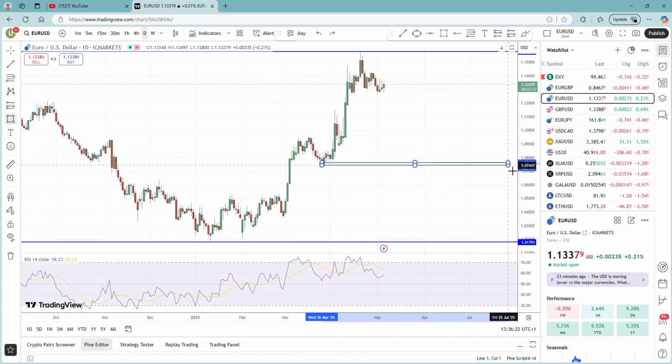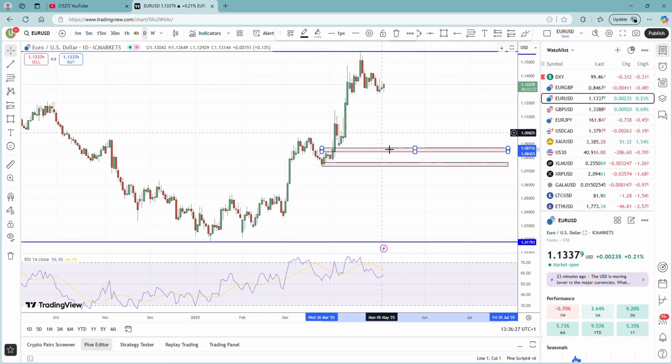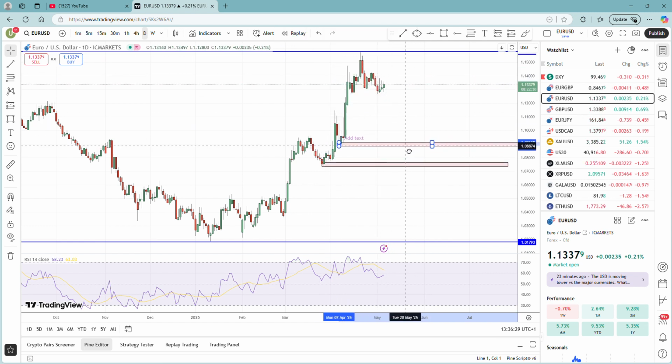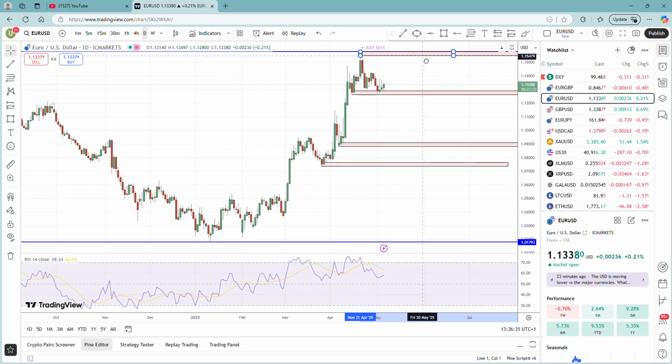Here. You got another high low here. You got another high low here. And then obviously you got your daily resistance. So as I said, price moves between support and resistance levels. It will move from one daily support to a daily resistance.